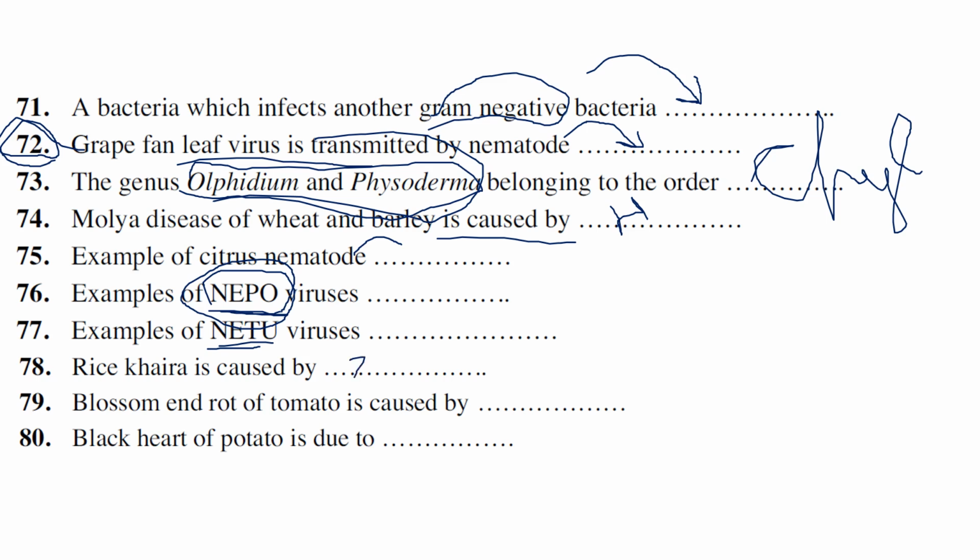Khaira disease of rice is caused by zinc deficiency, as we know very well. This was first discovered by Y. L. Nene, and application of zinc sulfate can rectify this disorder. Blossom end rot of tomato is generally caused by calcium deficiency. Black heart of potato is generally caused by oxygen deficiency, or low oxygen level.